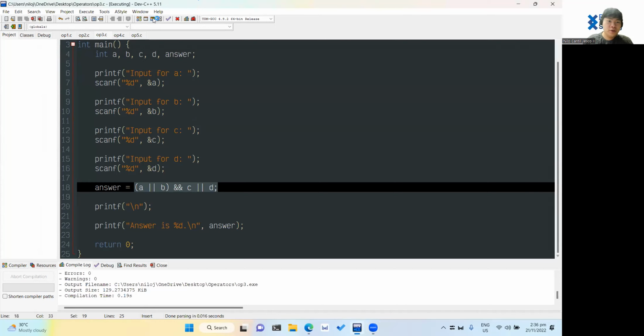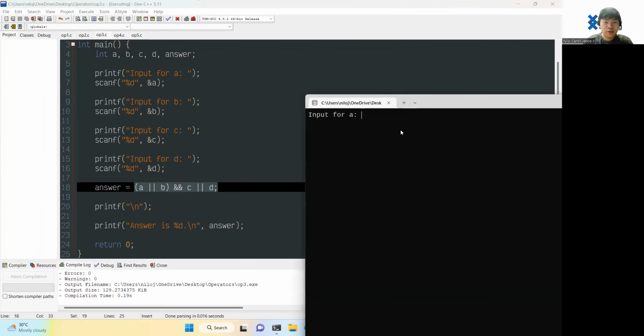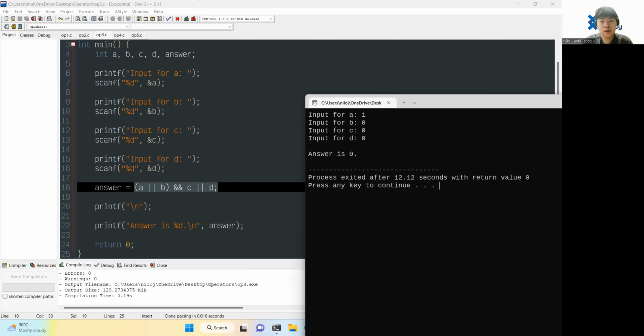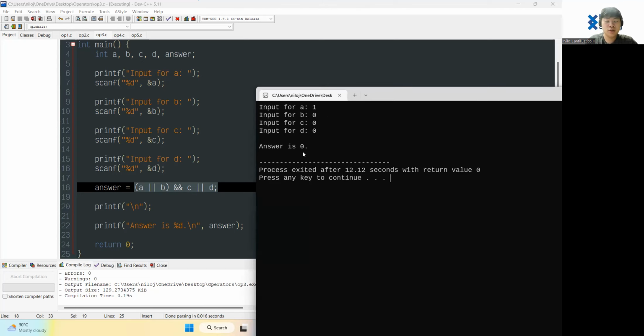And if we also compare, so let's say A is 1, B is 0, C is 0, and D is 0, the answer will be 0. Why? A is 1, B is 0, so 1 or 0 is 1. And then C is 0, so we're going to evaluate the AND statement here, right? So 1 and 0, the answer is 0. And then since D is 0, so 0 or 0, the answer is 0. That's why the answer that is printed out is 0.